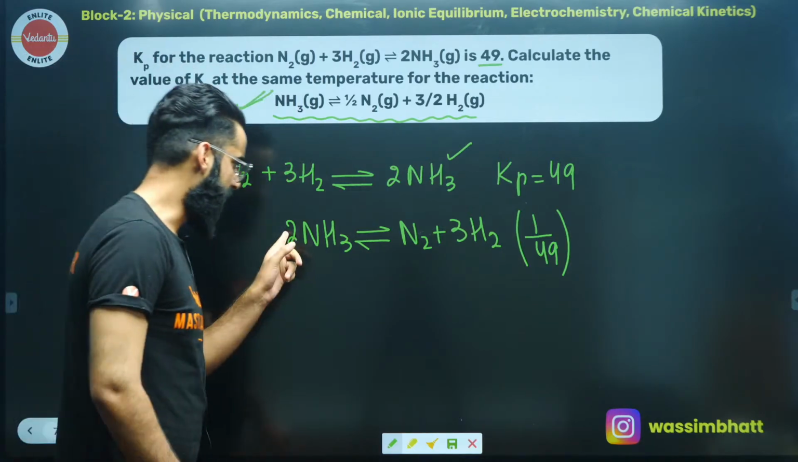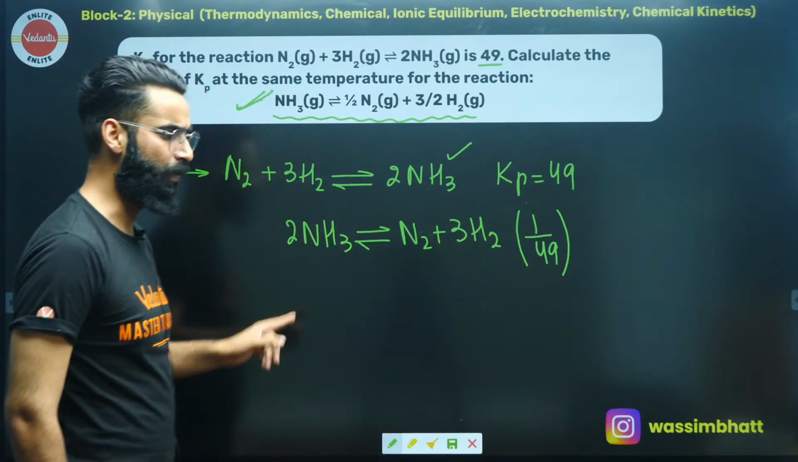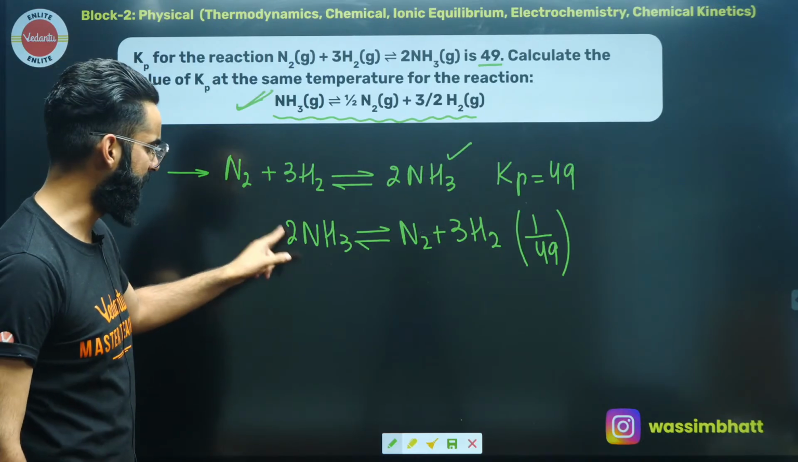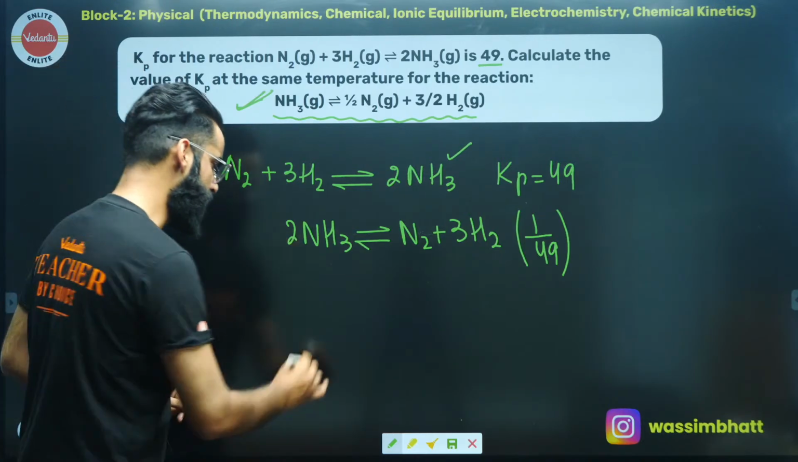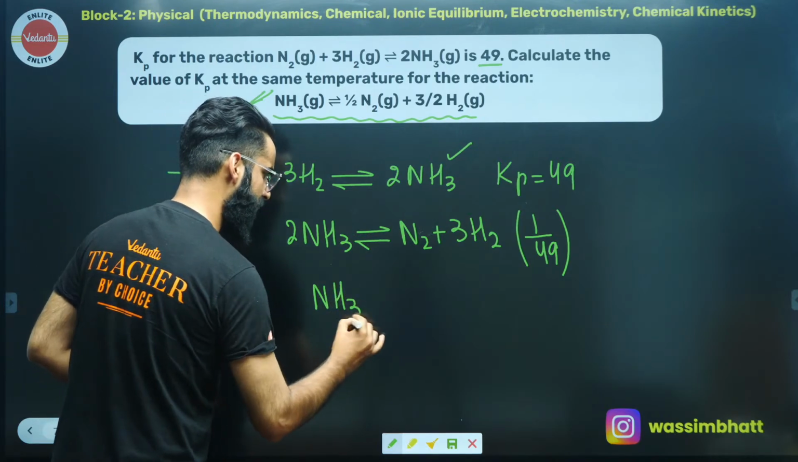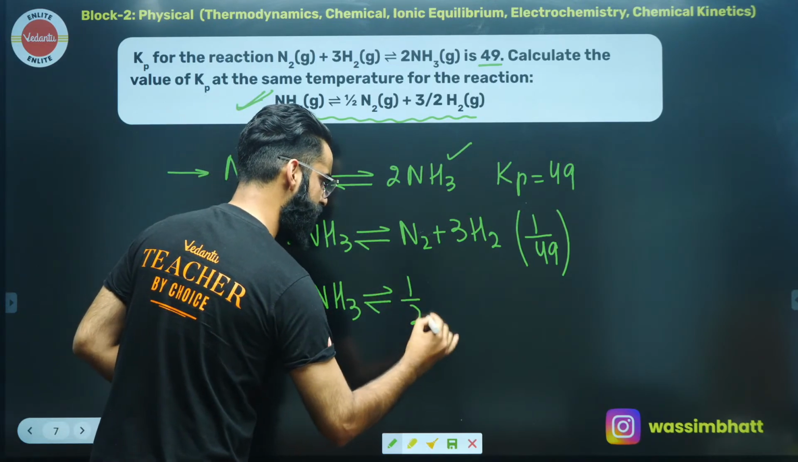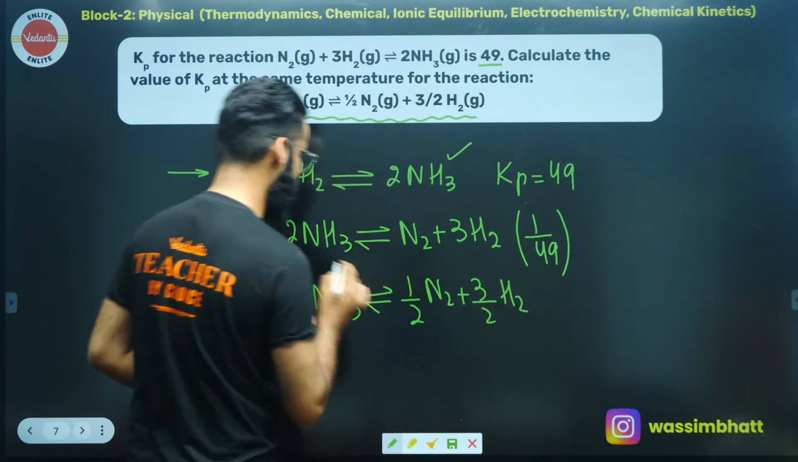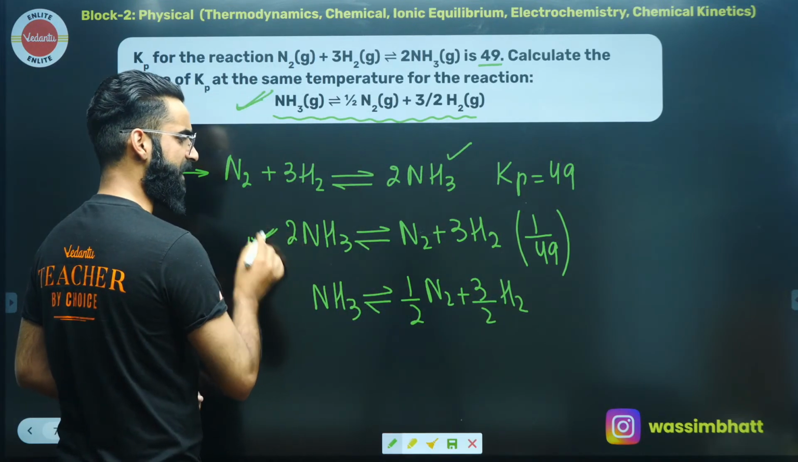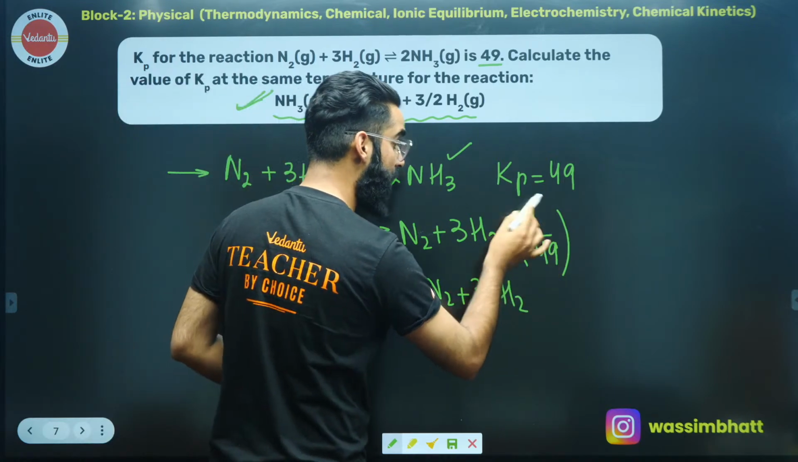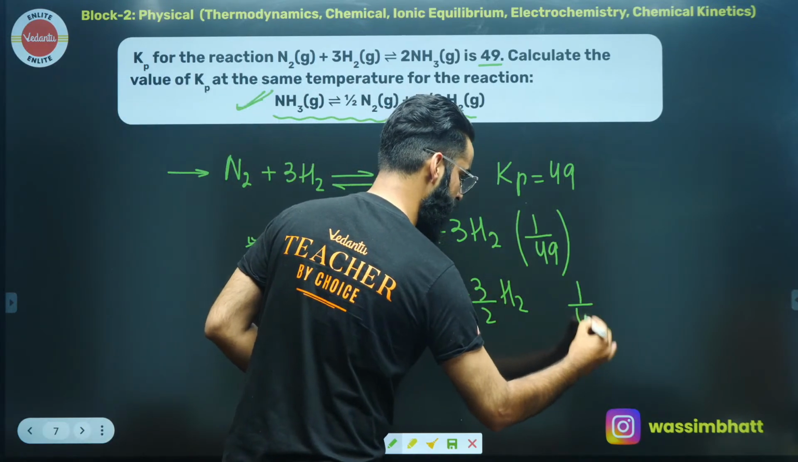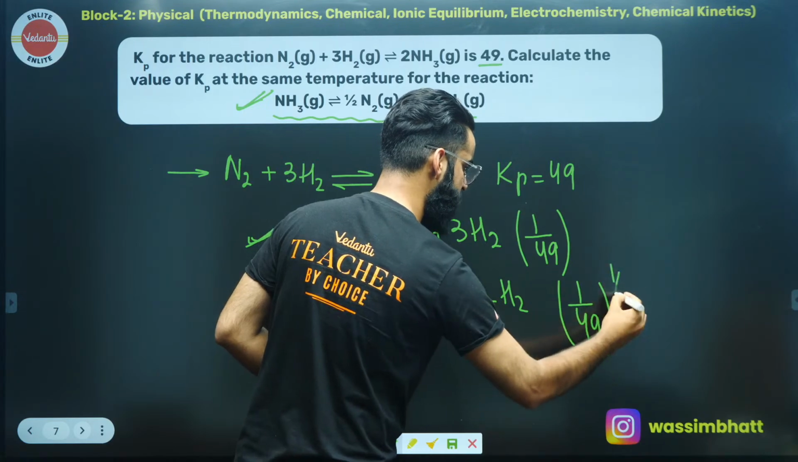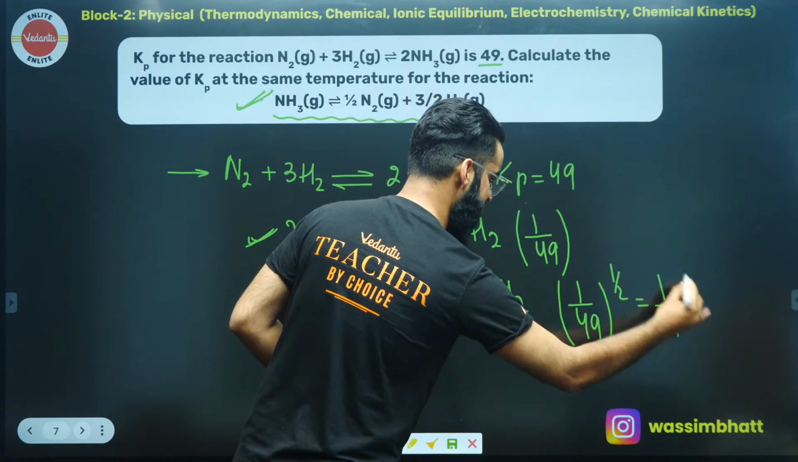Number 2. Now I'll be multiplying this particular reaction with the number 1 by 2. If I multiply this particular reaction with 1 by 2, this becomes simply NH3 in equilibrium with half of N2 plus 3 by 2 times H2. Since I multiplied this particular reaction by 1 by 2, that 1 by 2 will go to the power of the equilibrium constant. So it becomes 1 by 49 raised to the power 1 by 2. So the value comes out to be 1 by 7, right?